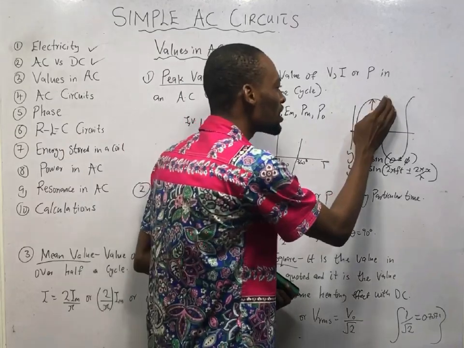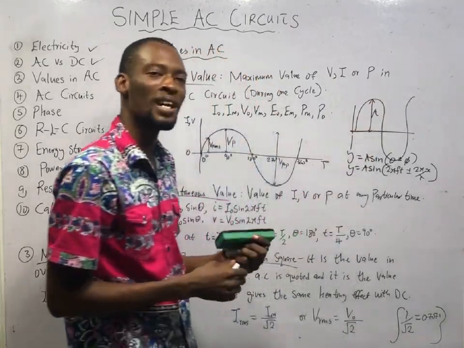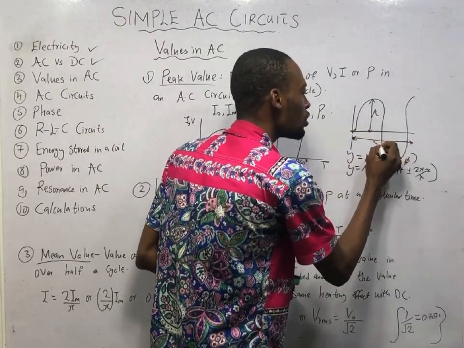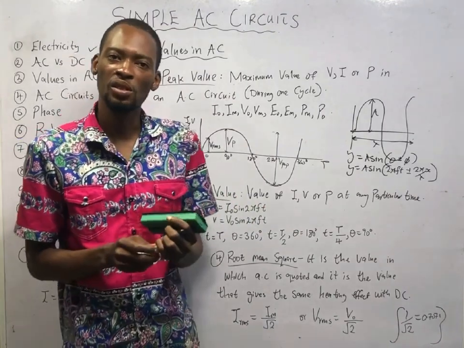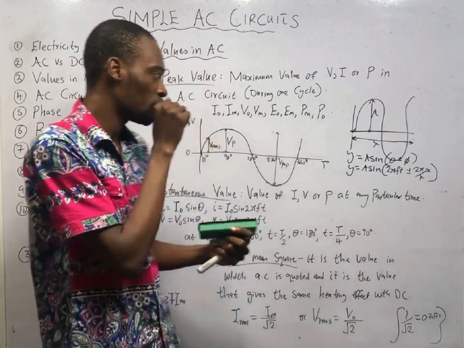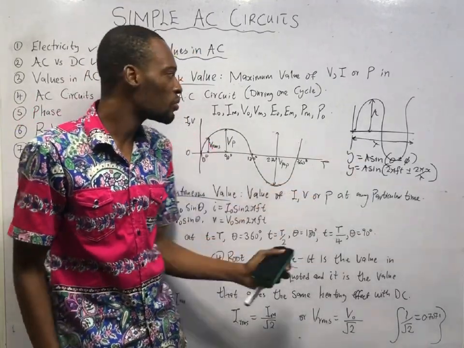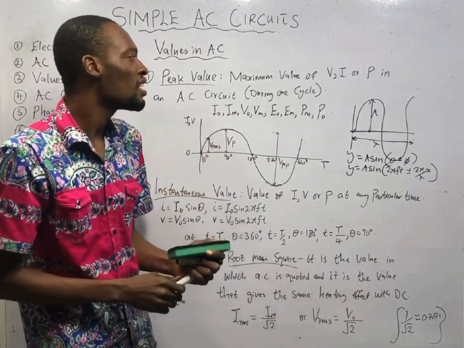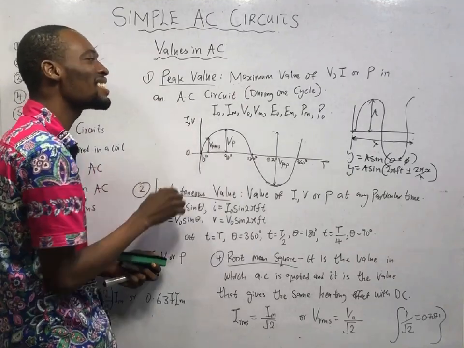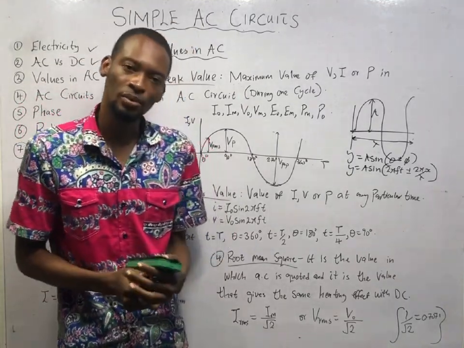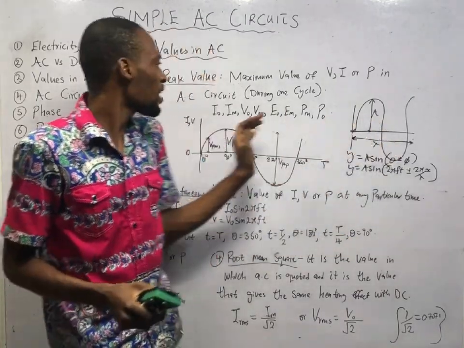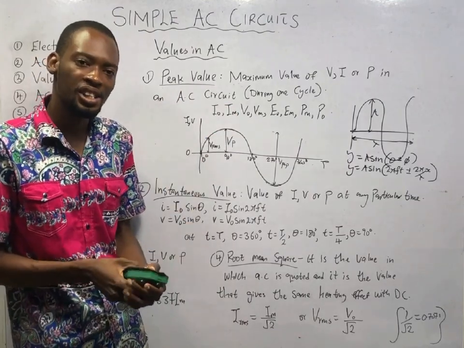And the maximum displacement from the rest position is referred to as amplitude. And from here to exactly the same point in the same wave is the wavelength. And the period of a wave is the time taken for a complete oscillation. If this is understood, then the peak value of a wave is the maximum value of current, voltage, or power in an AC circuit during 1 second. So just like amplitude in a wave, that is how peak values are in AC.